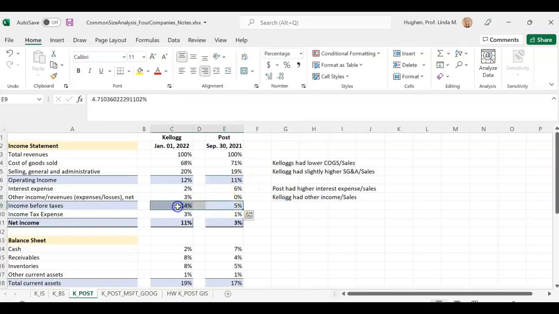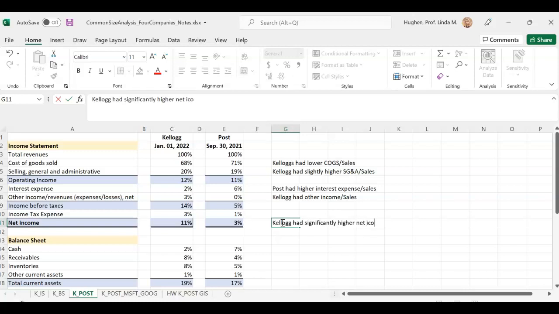So we see this very big difference. What is this attributable to? The difference between the 14% of sales remaining as income before taxes compared to Post's 5%. This is the cumulative difference of having lower cost of goods sold, lower interest expense, and higher other revenues and gains. Now, Kellogg's did have higher income tax expense, but after all expenses are included, we can still see that Kellogg has significantly higher net income as a percentage of sales. They kept more of their income after covering all expenses.